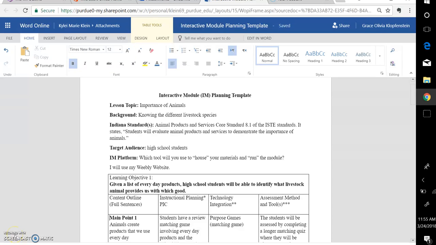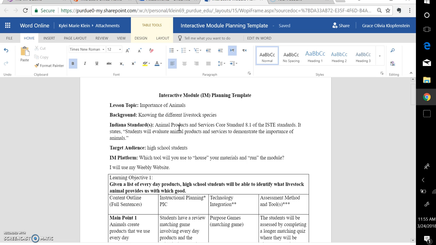Good morning. Today I'm going to be showing you step by step through my interactive module planning template. My topic is the importance of animals, and in order to learn this topic, you only need to have a knowledge of the different livestock species. The Indiana State Standard that I will be using is on animal products and services, and it is Core Standard 8.1 of the ISTE standards.